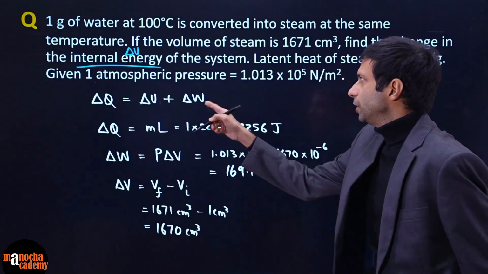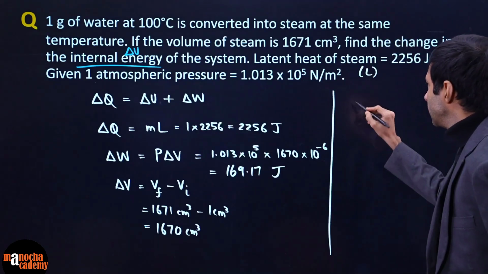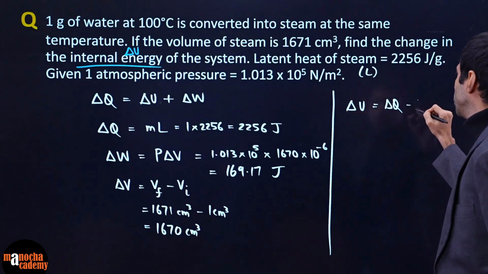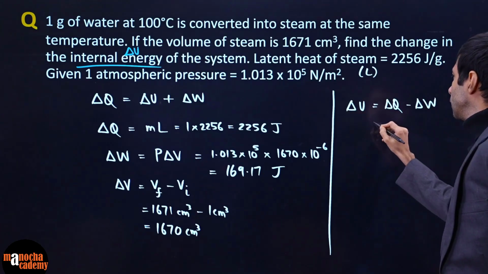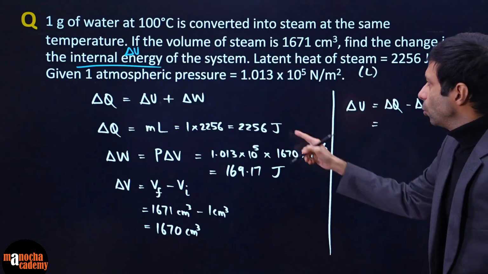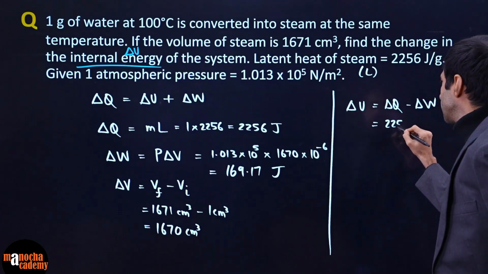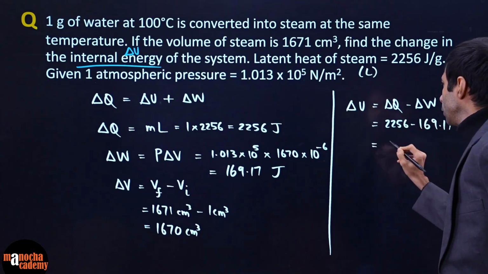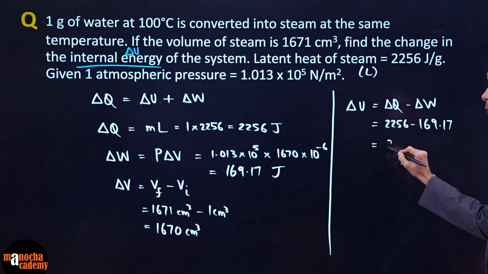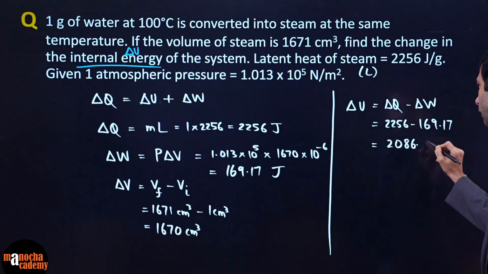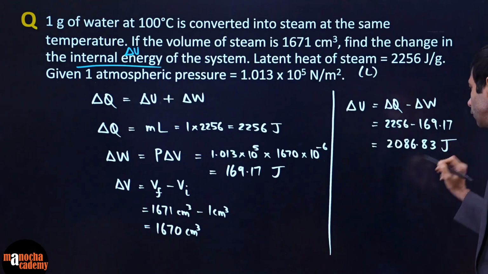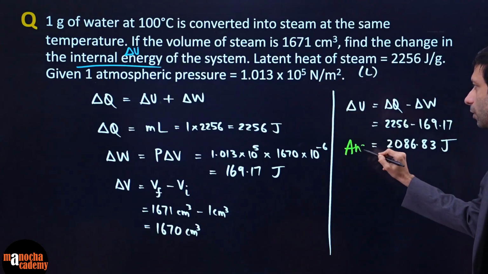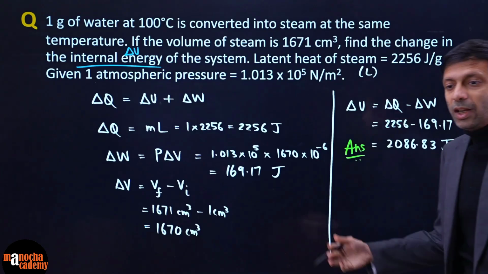So how much will be the change in internal energy? Therefore we can say delta U is going to be delta Q minus delta W. Simple. So easy. Delta Q we know, 2256 minus 169.17. So how much are you getting? Check. 2086.83 joules. And that's the answer. Finished. Because energy will be in SI unit, joules. There you go. So that's how you do the question.